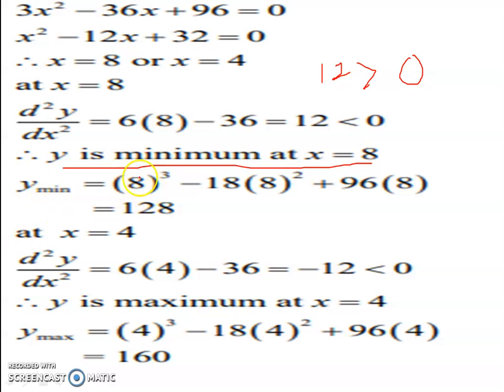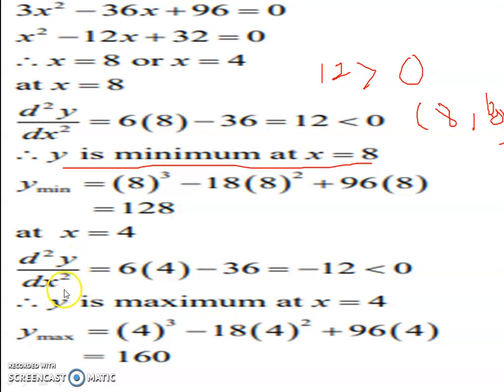Now we have to put 8 instead of x in the first equation, that is x cube minus 18x square plus 96x. So we have 8 cube minus 18 into 8 square plus 96 into 8. Simplify, we get 128. So our point x is equal to 8, 128 is minimum.